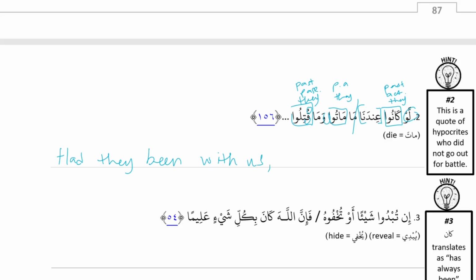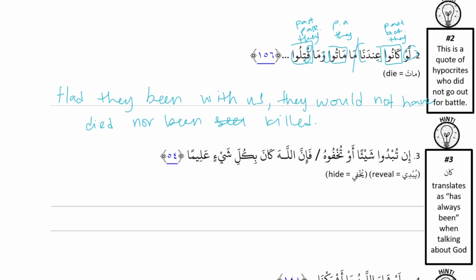And then we said this starts the consequence. So then they would not have died because law always translates to the past. Good. So they would not have died, nor qutila, so it's passive, so subdoer was action, so nor would they have been killed. Good. And we don't have to repeat the subdoer since it's the same. So they wouldn't have died or been killed? Yeah. Okay. Make it easy and natural.